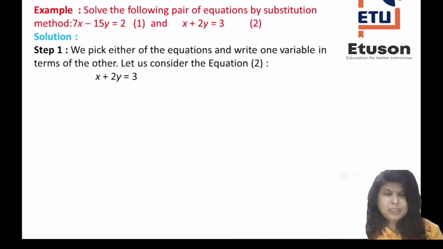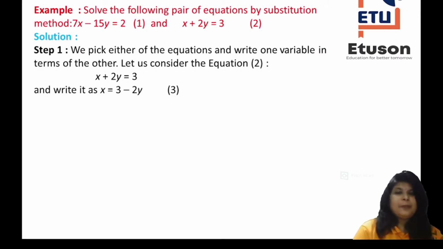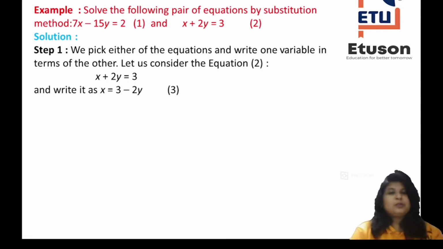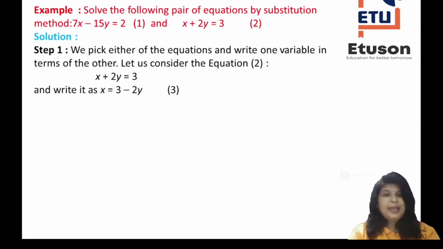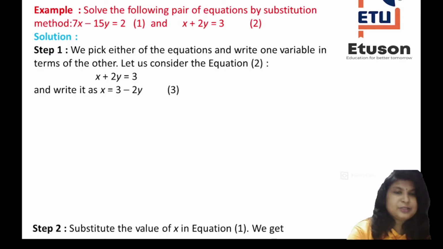So if you want to do so, how are you going to write the value of x in terms of y? From equation 2, you will get x is equal to 3 minus 2y. Correct or not? Now, in step 2, whatever value you have got for x in terms of y, you are going to substitute in the equation. Correct or not?